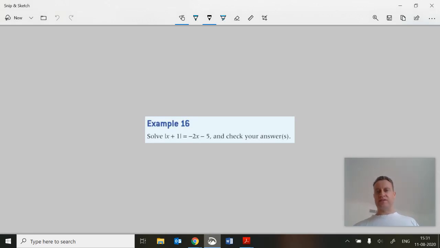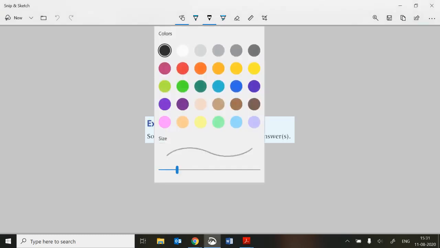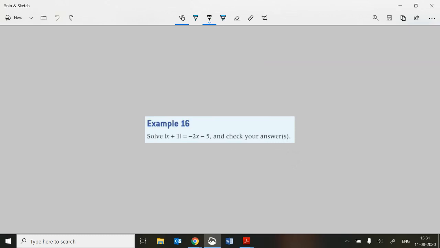So let's have a look at these. This is example 16. I'm switching the order of these ones. I think it's perhaps a little easier to start off with. This one says solve the modulus of x plus 1, or the absolute value of this expression, x plus 1, is equal to minus 2x minus 5. And then it asks us to check our answers afterwards as well.